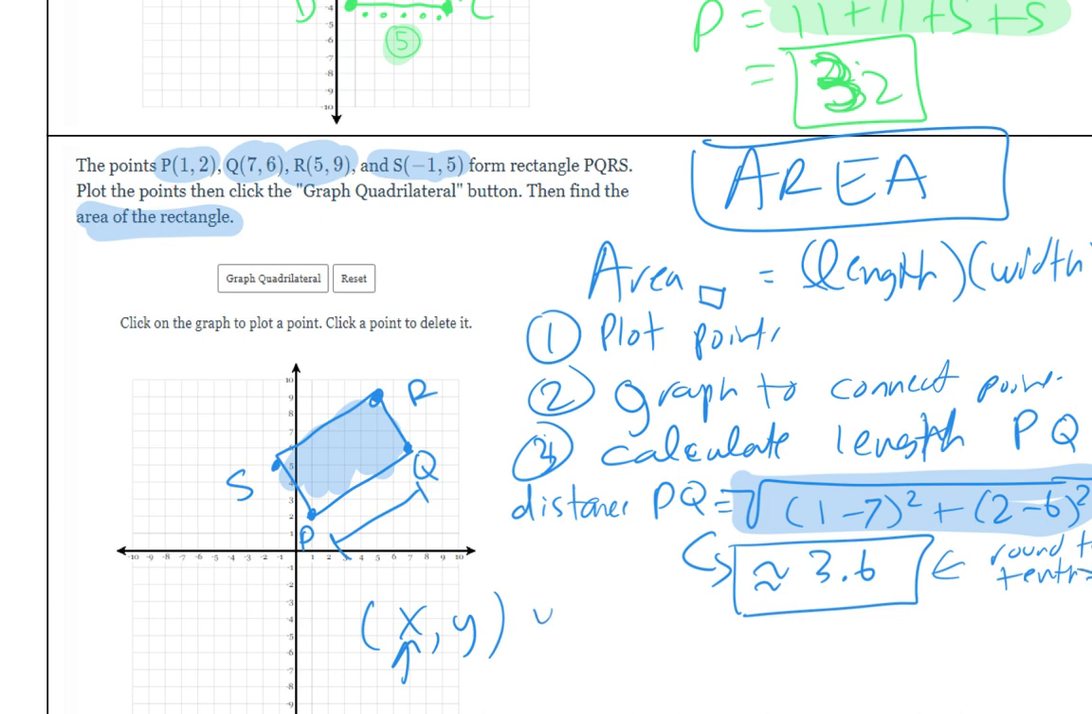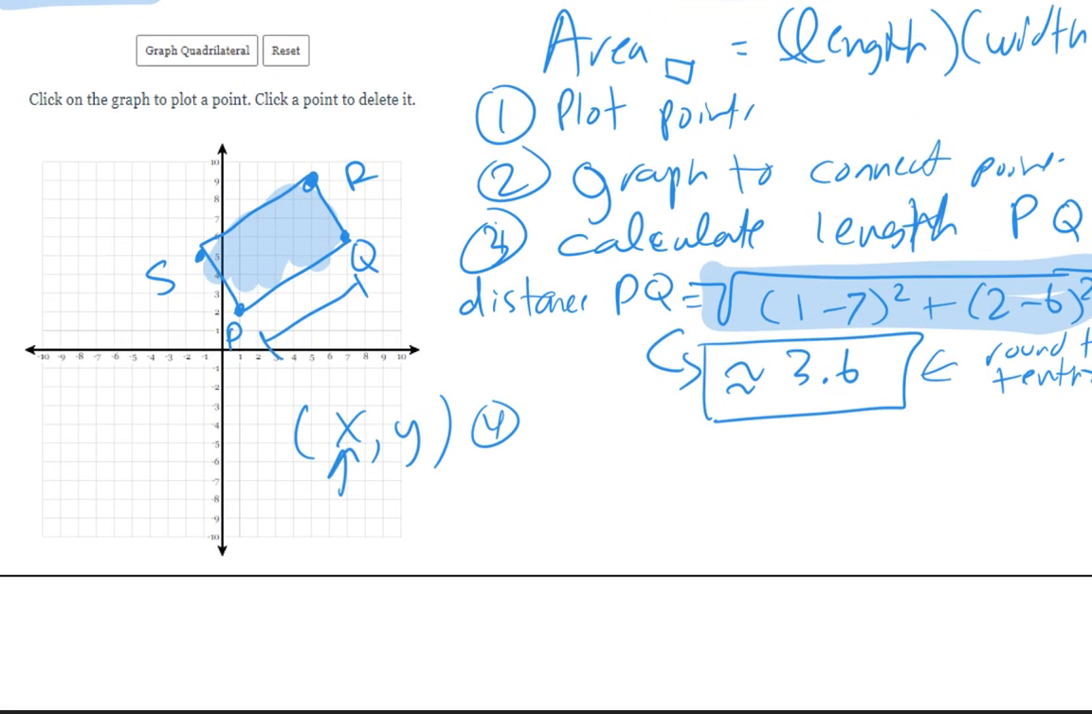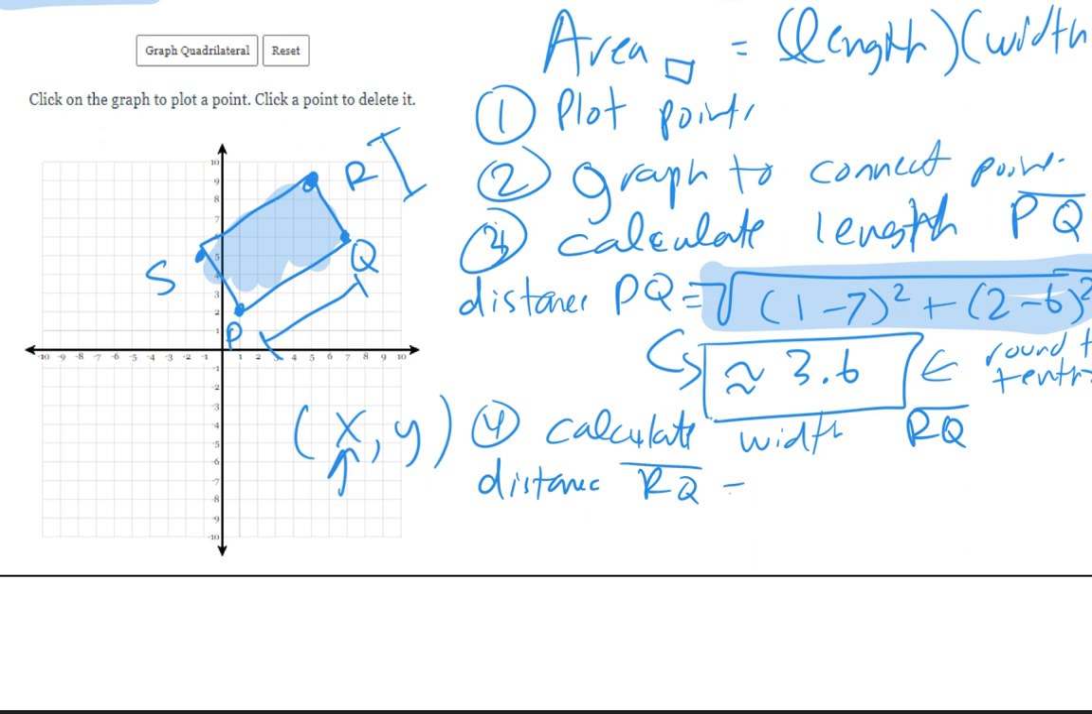A fourth thing is we need to calculate the width, right? The width is from here to here. That's going to be RQ, R to Q. So we're going to calculate the width, which is RQ. We're going to say the distance of R to Q is equal to the square root of the difference of the x's plus the difference of the y's. So let's do that. RQ is going to be, let's look at our problem again.